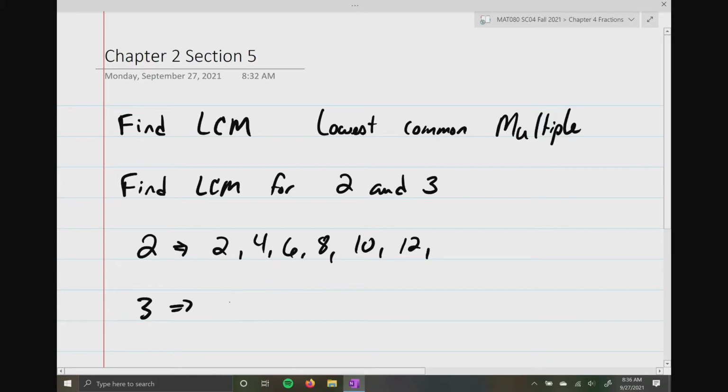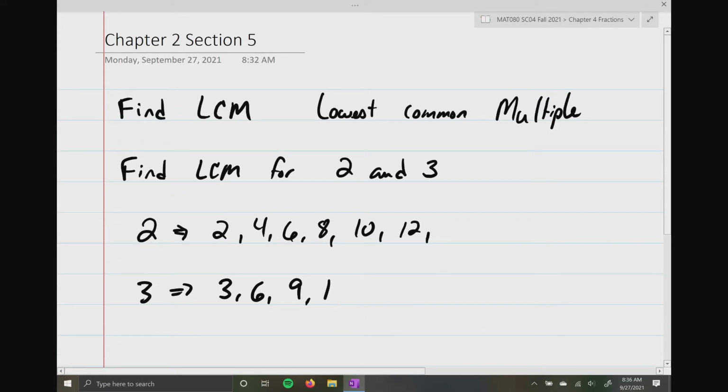So 3 times 1 is 3. 3 times 2 is 6. 3 times 3 is 9. 3 times 4 is 12. 3 times 5 is 15. 3 times 6 is 18, and so forth.